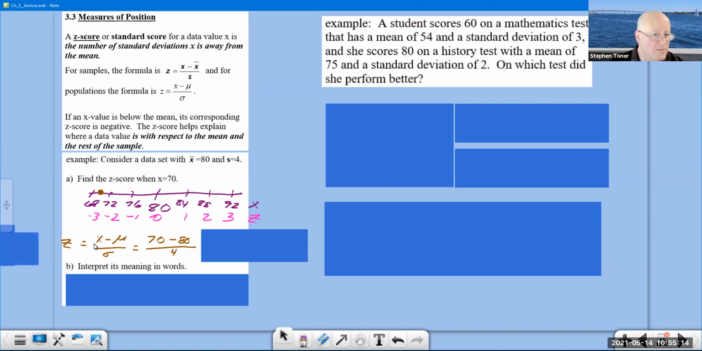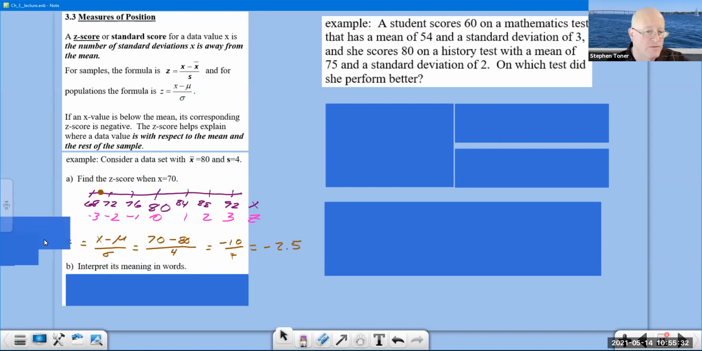Now, mathematically, we can use the following formula. I can begin with my formula, z equals x minus mu over sigma, and I actually use the x bar and s instead. I substituted the mean of 80 and the standard deviation of 4. And when you subtract in the numerator, you get -10 over 4, which becomes -2.5. And when we look at our picture, let me draw this, we see that we have 2.5 standard deviations below the mean.